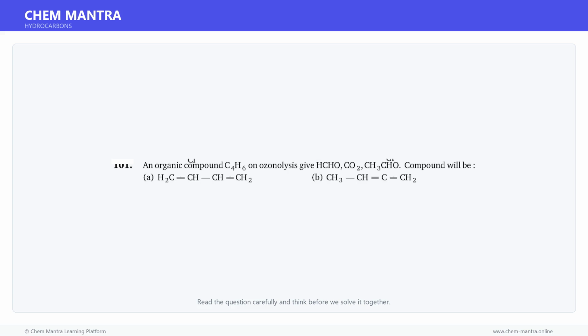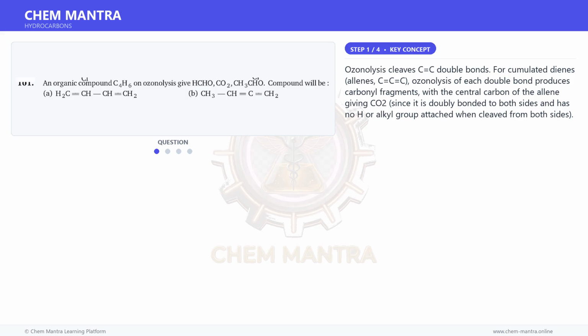Here is a question. Read it carefully and think about the answer. Let us solve it step by step. Let us first understand the key concept here. Ozonolysis cleaves C=C double bonds.